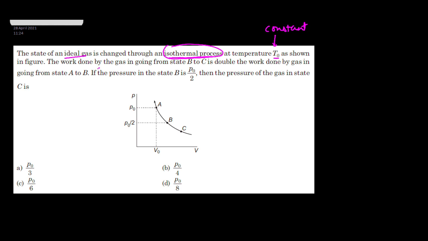The work done by the gas, meaning by the system, in going from state B to C is double the work done by the gas in going from A to B. The pressure at point B is given as P0 by 2 and the pressure at A is P0. Volume at A is V0. Then we have to find what is the pressure here.